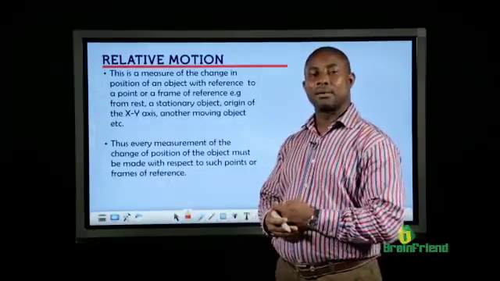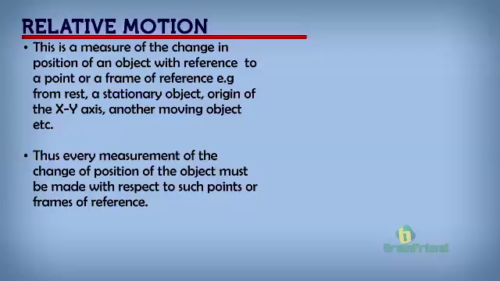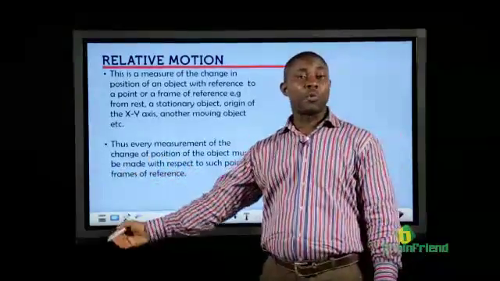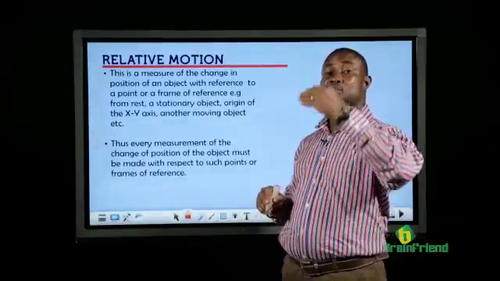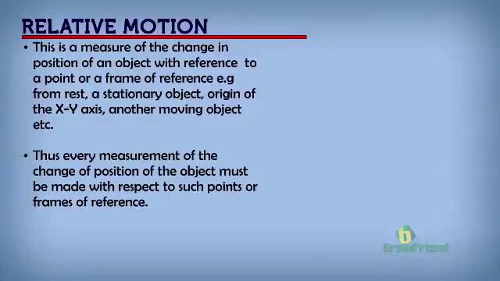Now we will be looking at relative motion. Relative motion is a measure of the change in position of an object. Now that change happens with reference either to a frame of reference or to a point. Every object that moves is measured in distance and time with reference to the point from where it departed or with reference to the point to where it will eventually arrive at. So it is a measure of the change of position of an object with reference to a point or a frame of reference.